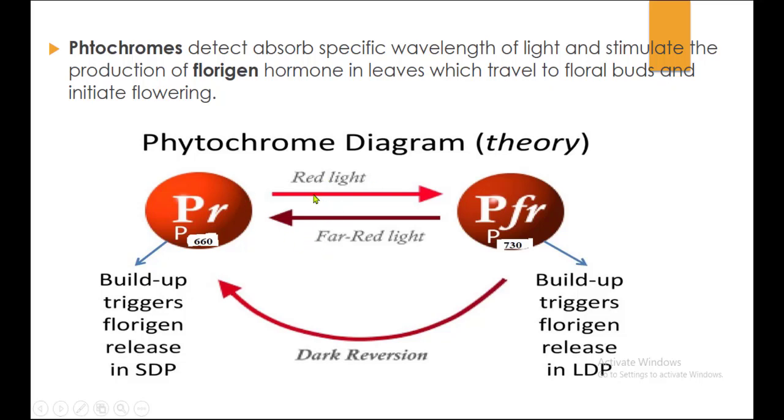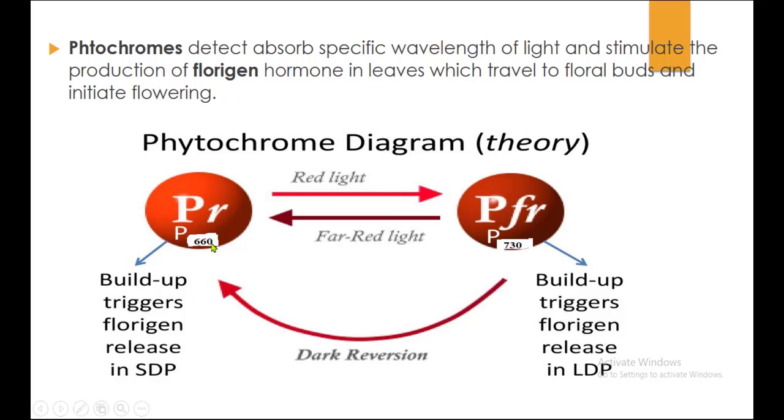So the PFR, which was converted from PR or P660 during the day and accumulated, now in the dark, red light is not available, only far red is available. So this is converted into PR or P660. It converts slowly. But what happens? This PR is actually necessary. It builds up and triggers floragen release in short day plants.